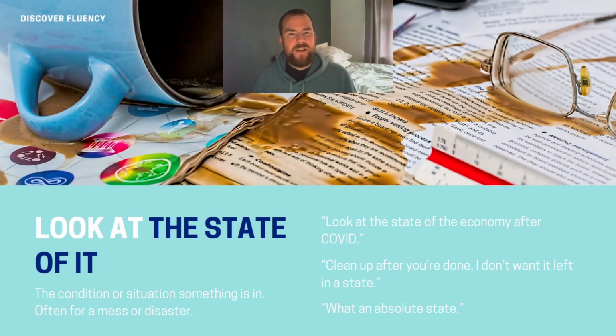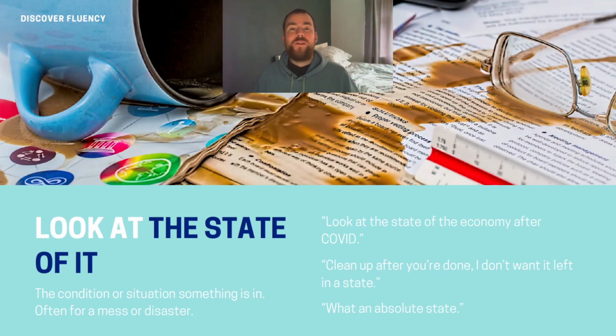Now, this one's really interesting. Look at the state of it. Now, in this case, the state is often about the condition or situation that something's in, but we use it informally often to talk about where something is very messy or a disaster. So when they were looking at the room, they said, oh yeah, look at the state of it.